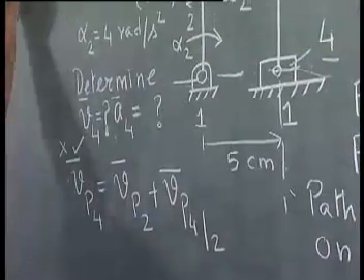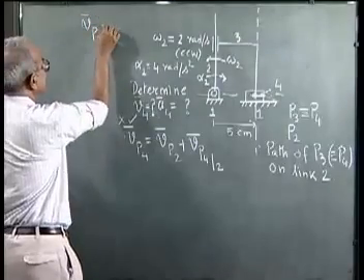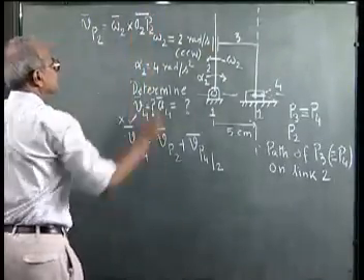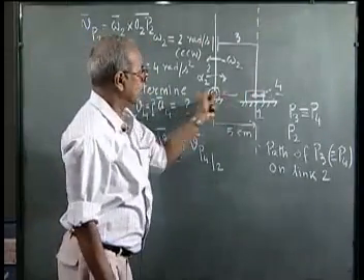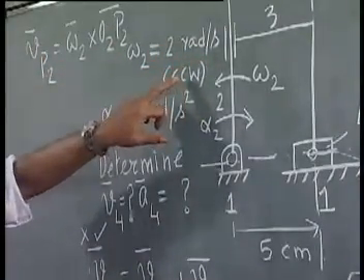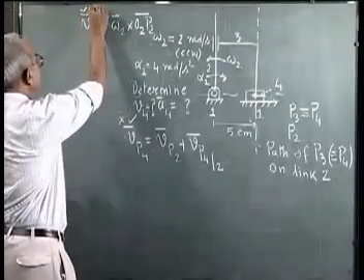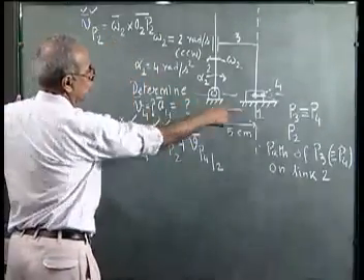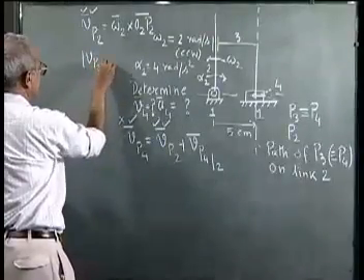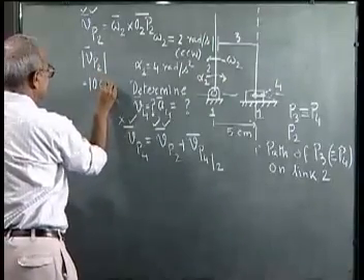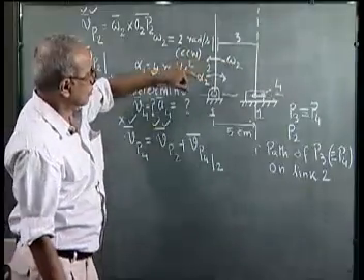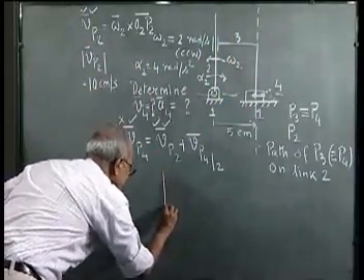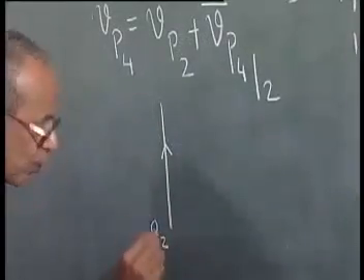Now velocity of P2 I can write, because omega 2 is given, it is omega 2 cross O2 P2. The vector O2 P2 is known, it is 5 cm in length and along the horizontal direction. Omega 2 is 2 radians per second in the counterclockwise direction, so the velocity of P2 is completely known. So I know the magnitude and direction. What is the magnitude? Omega 2 is 2, O2 P2 is 5, so the magnitude is 10 centimeter per second, and because of this counterclockwise omega 2, the velocity of P2 is in the vertically upward direction. So I can draw velocity of P2, which is vertically up, and let me represent it as O2 P2.